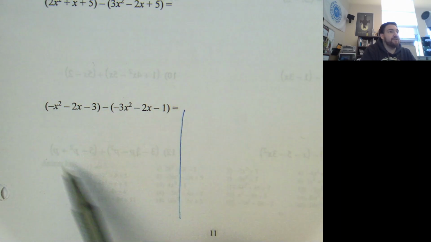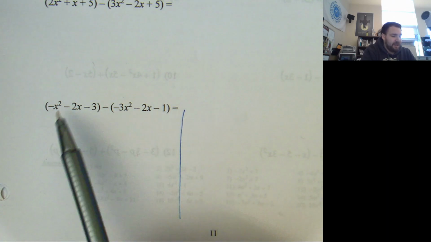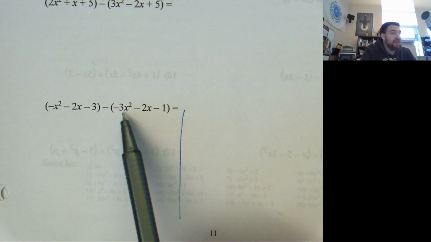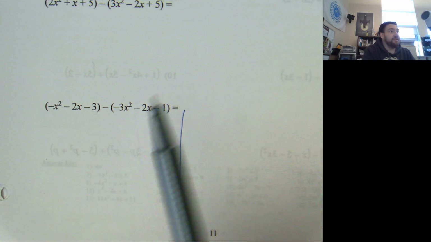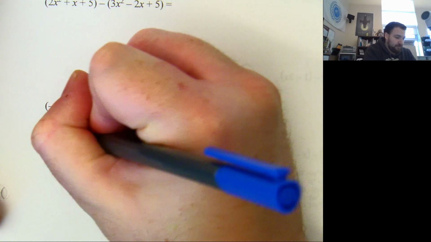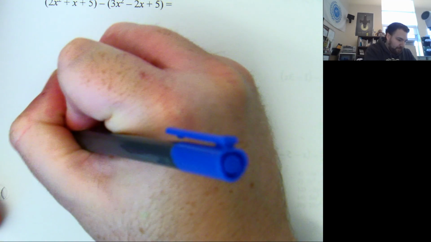So using this method, there's a lot more that's going on inside your head. If I've got negative x squared plus 3x squared, what am I going to get? Positive 2x squared. That guy's done, and that guy's done.